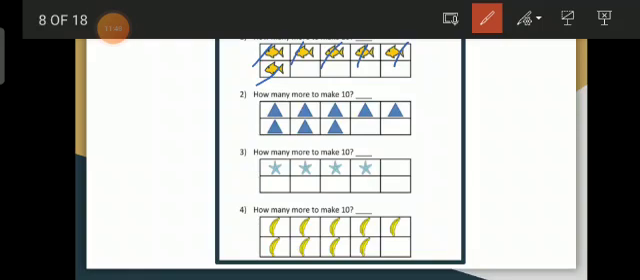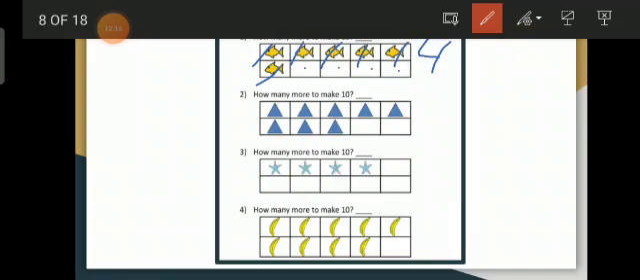Okay, now count how many boxes are empty. 1, 2, 3, 4 empty boxes. So this means if we draw the 4 fishes over here, that will give us altogether 10. So how many more do we need? We need 4 more fishes to make it 10. Very good. Now let's see the next one.